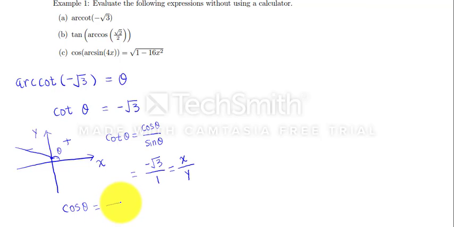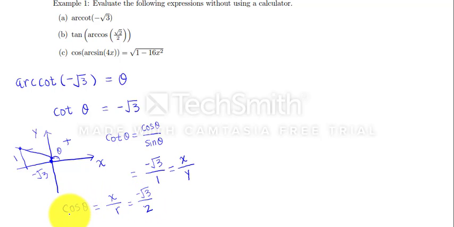And by definition, cosine of theta equals x over r. Now we know x is negative root 3. How do we find r? Well, according to the Pythagorean theorem, we have negative root 3 right here as the x value and the y value as 1. To find r from here to here, we just need to take the square root of 1 squared plus root 3 squared, which is 4. So r equals 2 in this case.